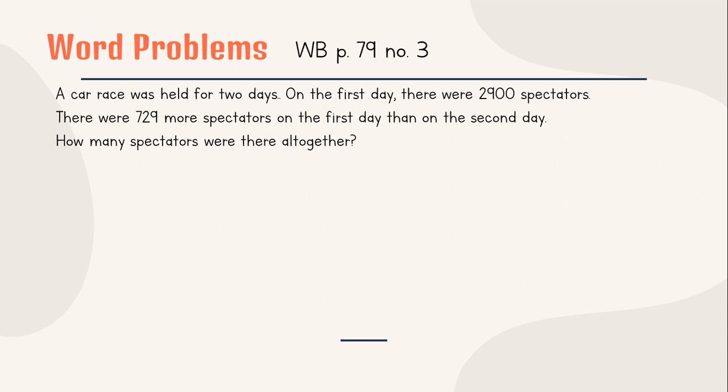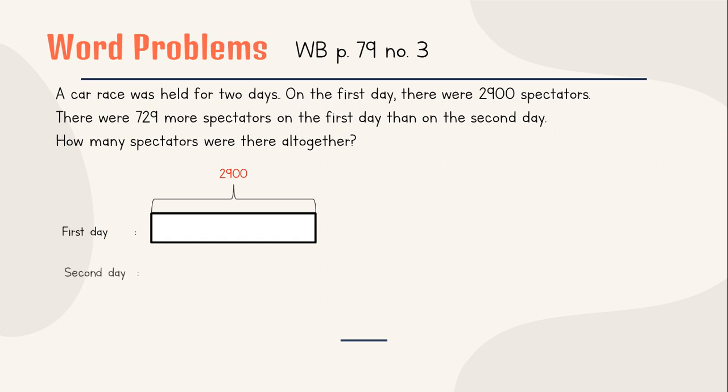And then on the next day, there were 729 more spectators on the first day than on the second day. So the model for the first day will be like this, 2,900. And for the second day, will it be longer or shorter? Sorry if you still do not understand. There were 729 more spectators on the first day.